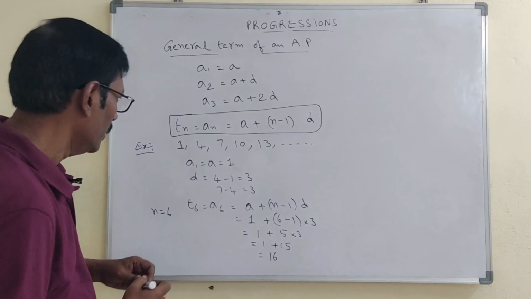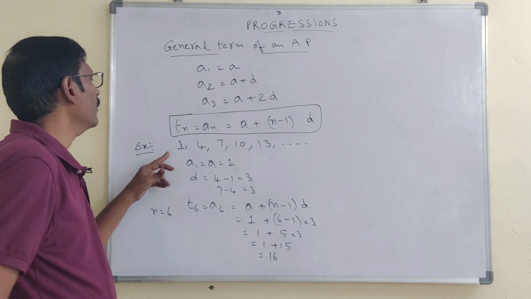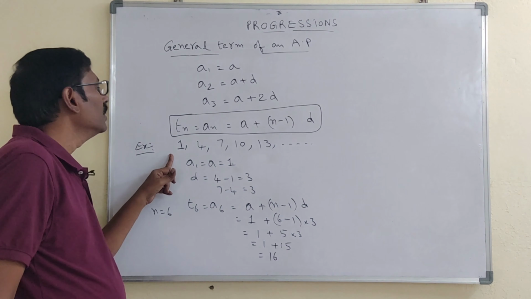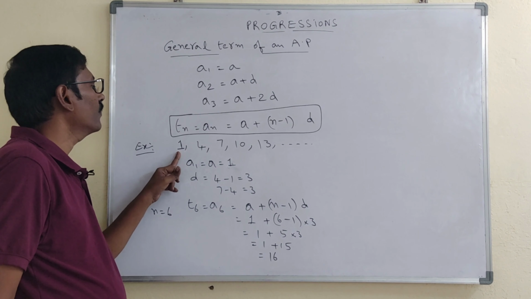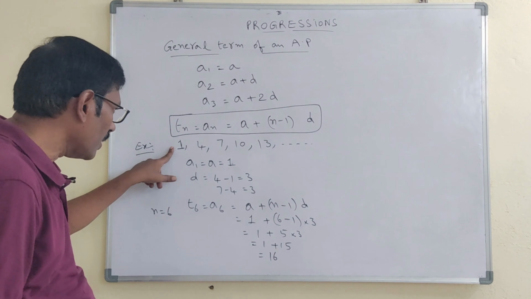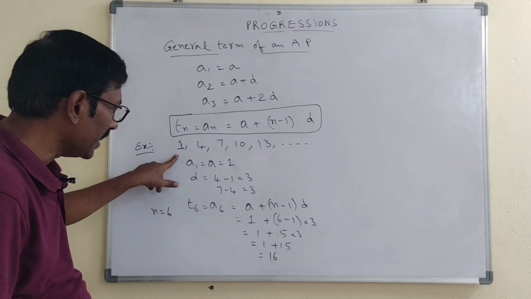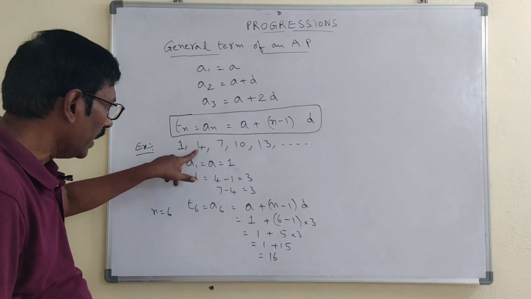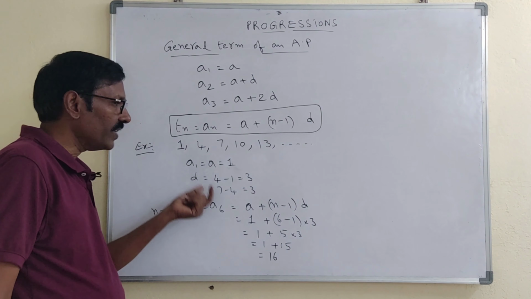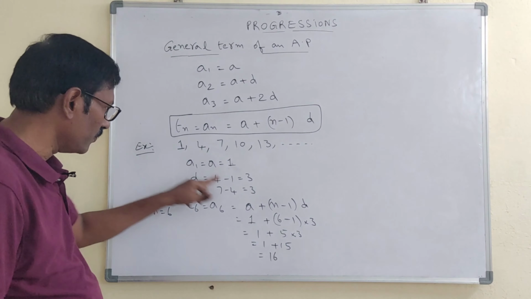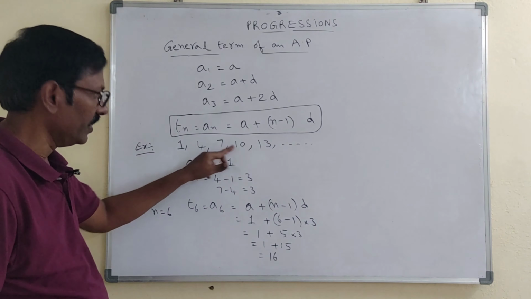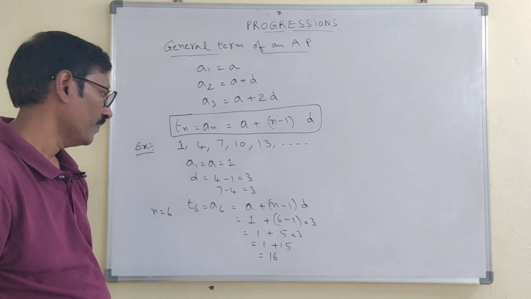Suppose we take an example, a sequence which is in AP, that is 1, 4, 7, 10, 13, like that. Here the first term is 1. It can be expressed as A1 or A. And the common difference, as we already know, is the difference of consecutive terms: 4 minus 1 is equal to 3, or 7 minus 4 is equal to 3, 10 minus 7 is 3, 13 minus 10, like that.